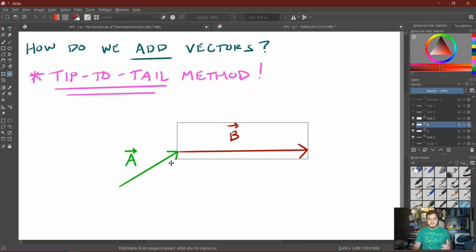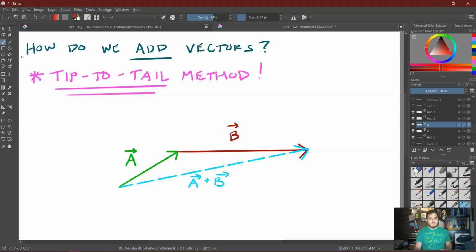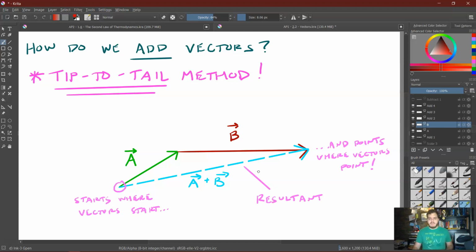So this is tip to tail because I've got the tip of one vector connected to the tail of another. So I have this here, but now I go from where I started to where I ended, and I go in a straight line, and this was A plus B. So A plus B goes from the start of the first vector to the end of the last vector. This is often called a resultant vector. The resultant vector just means the result of a combination of multiple vectors.